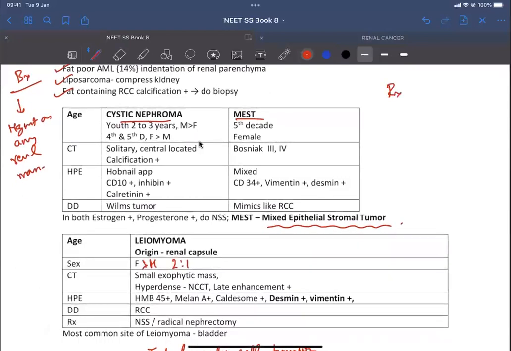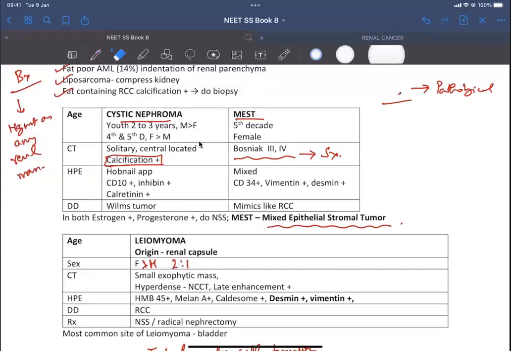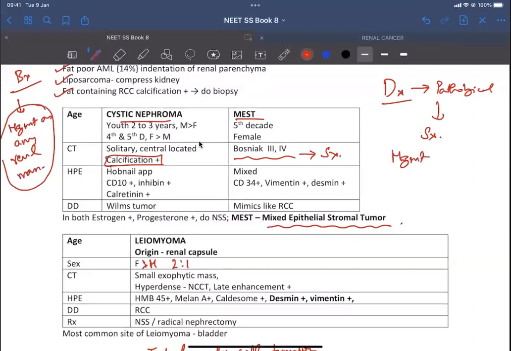And for the treatment of these, because all of these are pathological diagnoses, this presents more like a Bosniak 3 cyst, and the treatment would be surgery. Cystic nephroma will be a complex cyst with some central calcification. It's difficult to diagnose; the diagnosis is pathological, that is, after you do surgery. So all of these tumors will be managed as a renal mass.